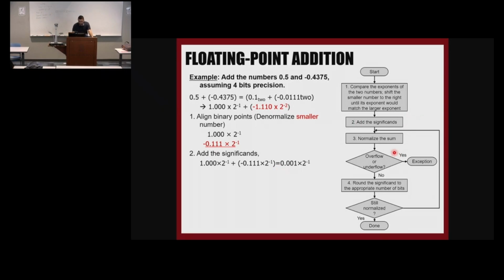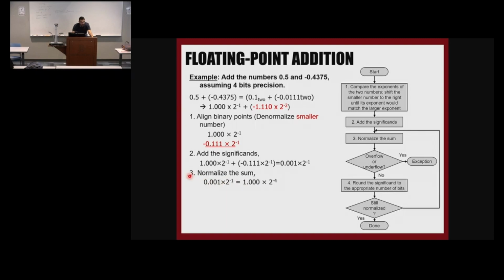Okay, so now I did this. I need to go to the next step. The next step is normalizing the sum. So this is the result. If I want to normalize it, I have to shift it left 3 times, and then decrease the exponent to get that number, right? So let's see.